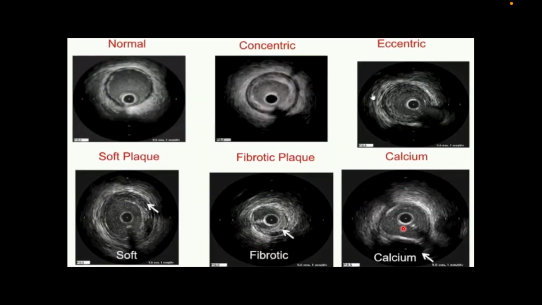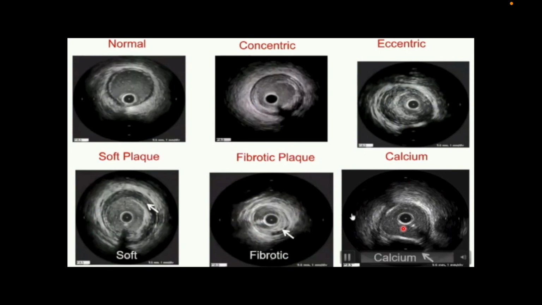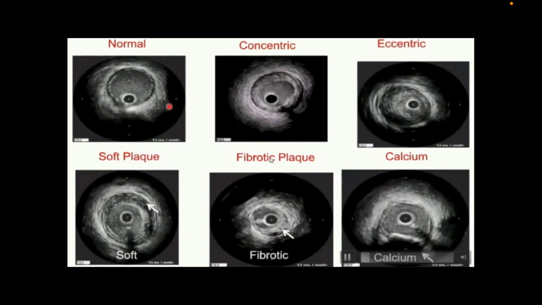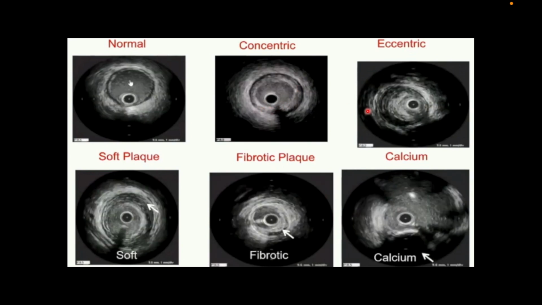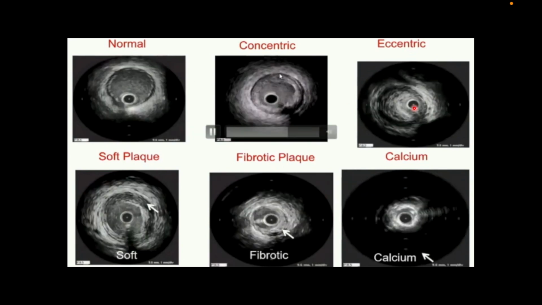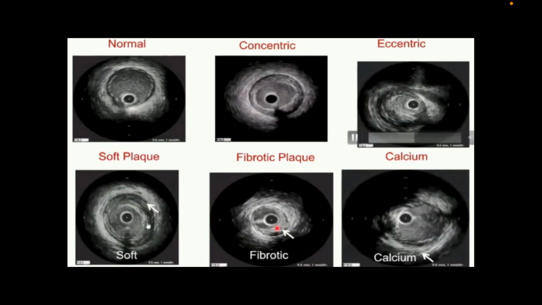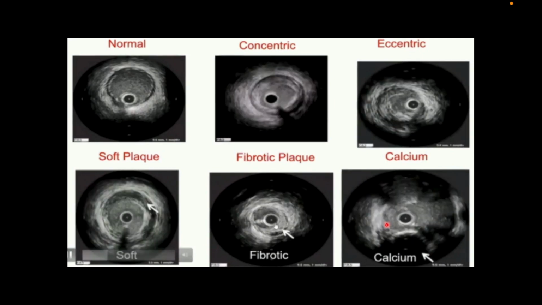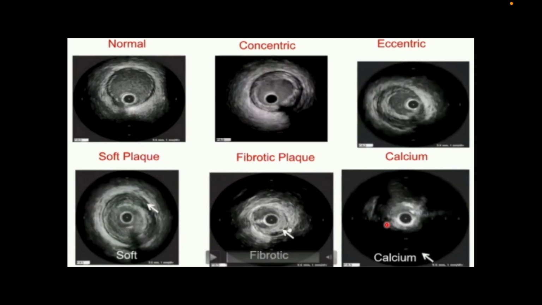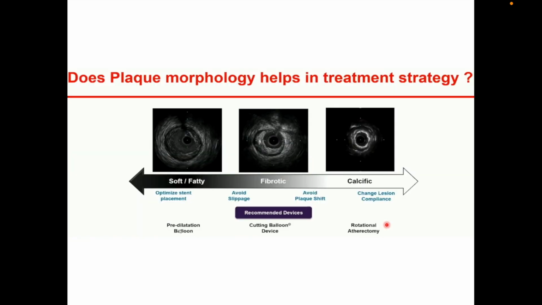Now, this is just an example of different things that you can see on IVUS. You can have a normal looking IVUS, you can have a concentric plaque which is all around, you can have an eccentric plaque which is towards one side. There can be soft plaque, fibrotic plaque, and calcific plaque. This is just to give you an example of what IVUS can show you, but we will discuss them in the individual talks.